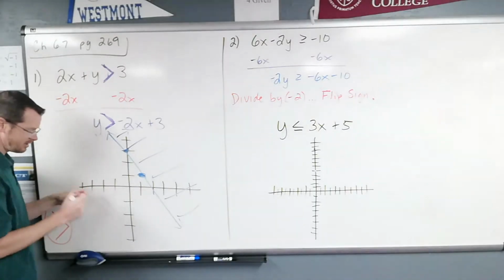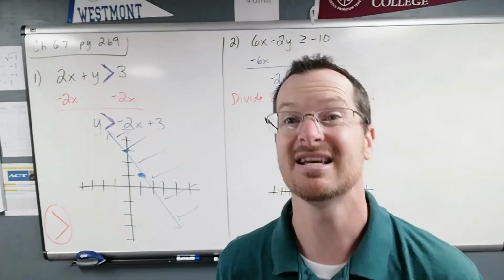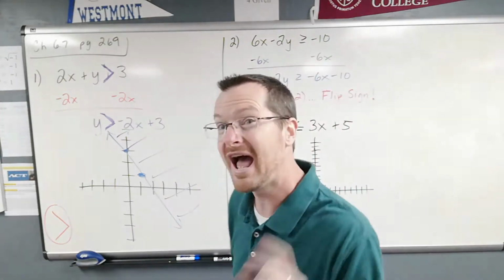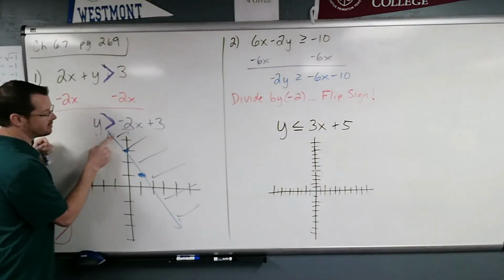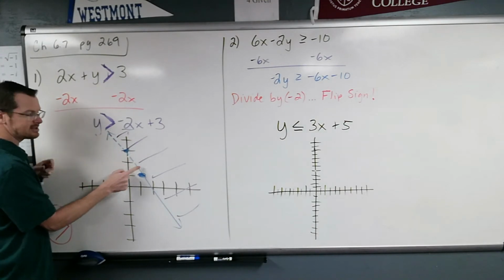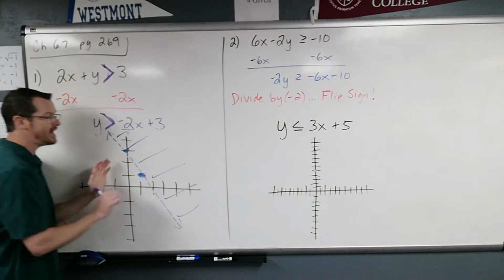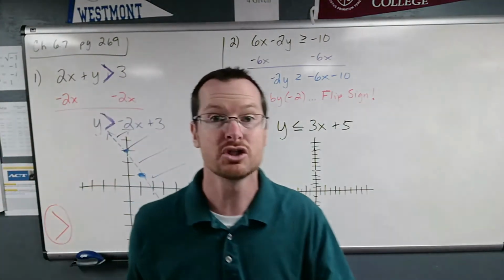I don't want the stuff down here. But what about the line itself? Should I include it? It says I want everything bigger than the line. I don't want the line. I just want stuff bigger than the line. So I actually have to make it a dotted line. I have to slash it. I have to say, I don't want this line. The line itself isn't what I want. It's just everything bigger, everything greater than that line. So it's a dotted line, a slashed line, not a solid line.